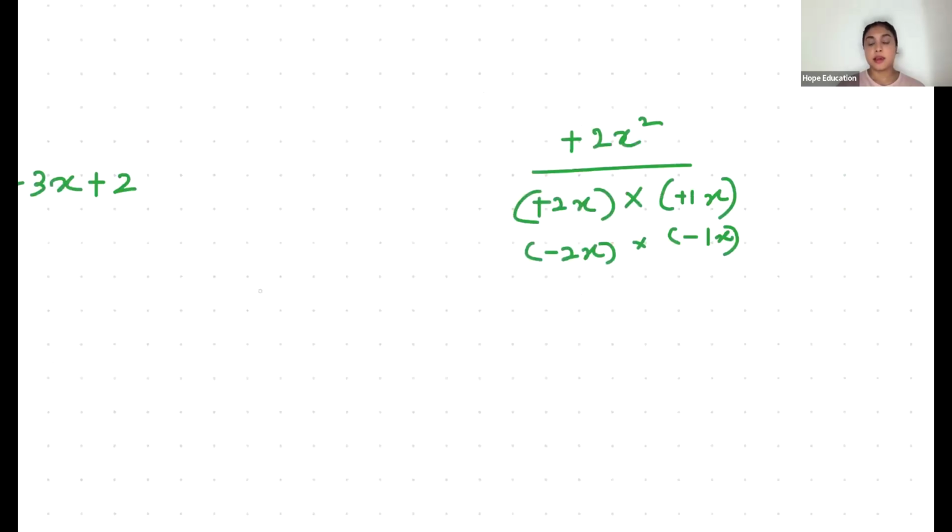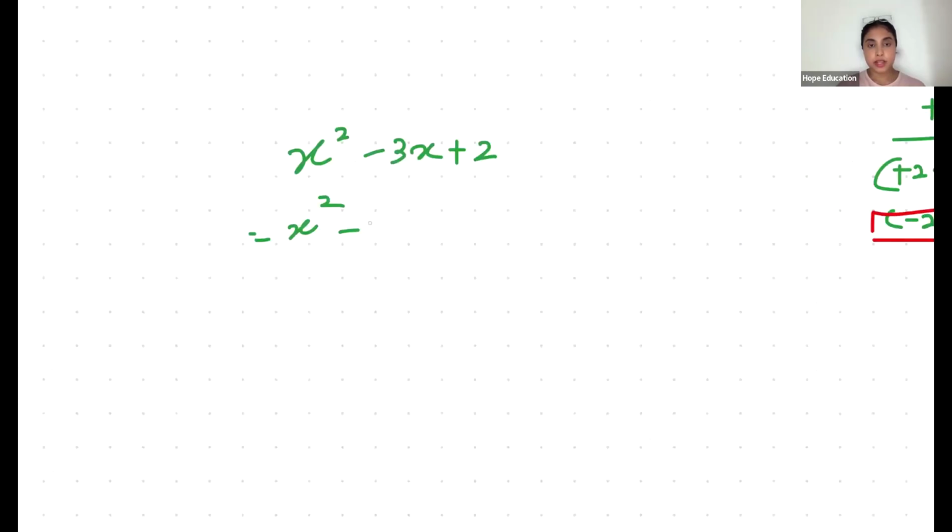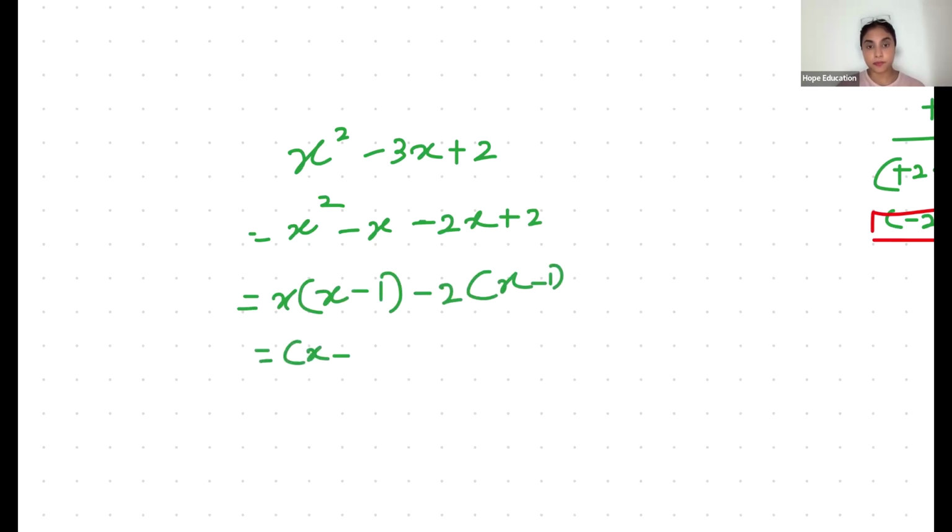Then we have to add and see. Plus 2x plus 1x would be plus 3x. Minus 2x minus 1x would be minus 3x. Then this is the right one because we need minus 3x. So x squared minus 3x means minus 2x minus 1x, plus 2. Then here x is common, I take x out and I have x remaining minus 1. Here minus 2 out, x minus 1. That would be x minus 1, x minus 2.